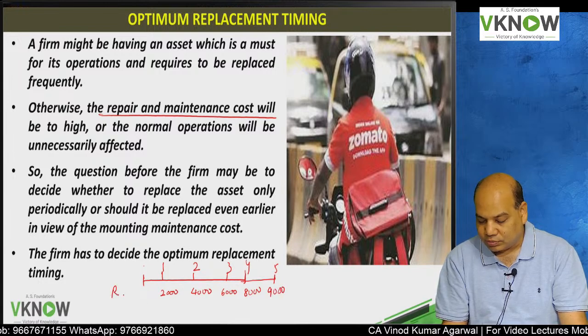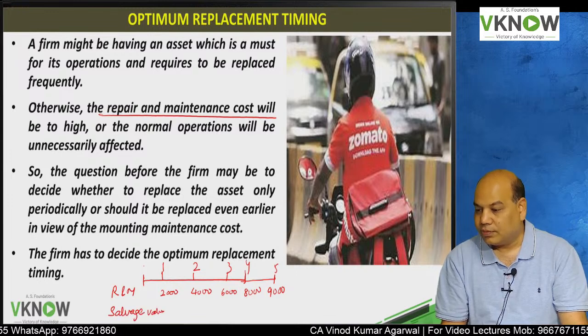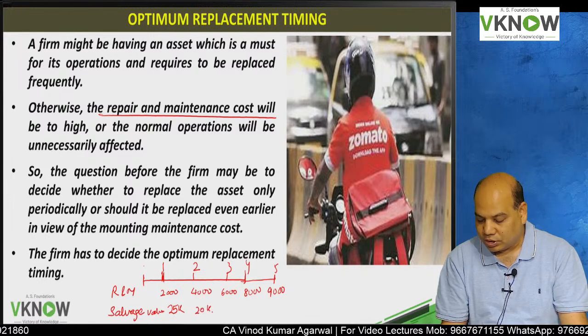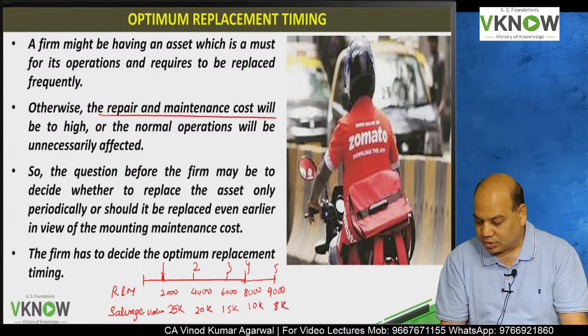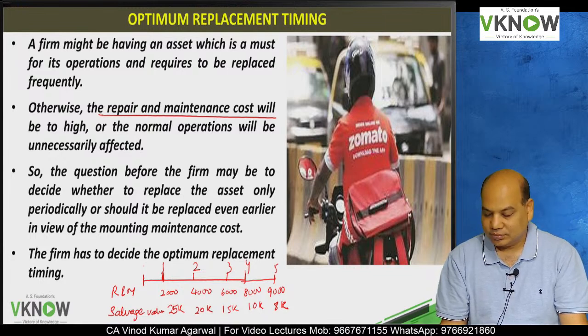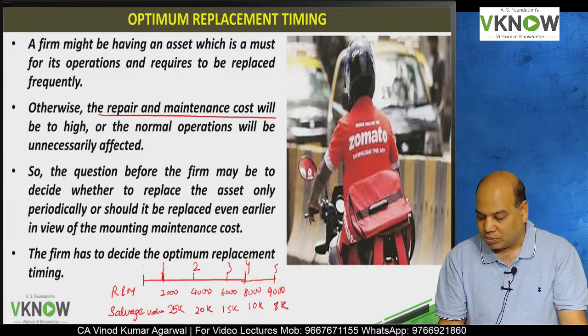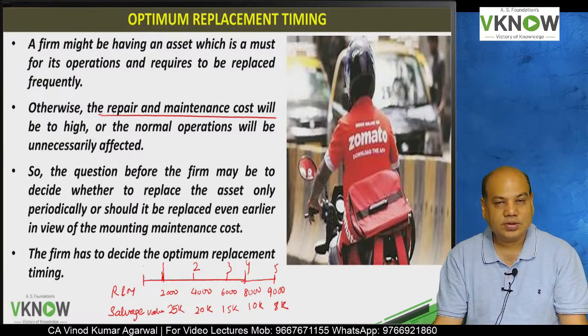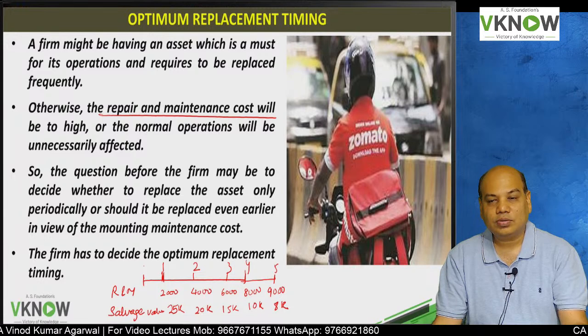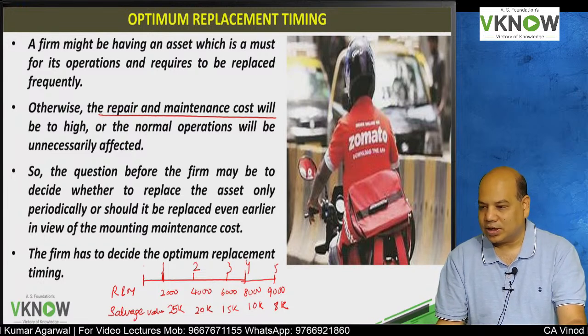And the salvage value may fall. If you sell after 1 year, you may get probably, let's say, 25,000. But if you sell after 2 years, you will get only 20,000. If you sell after 3 years, you will get 15,000, 10,000, 8,000, like this. You have to keep on replacing this asset. You know that you have to replace the asset because you are into customer service business. You can't delay delivery. Okay, so find out optimum replacement timing.